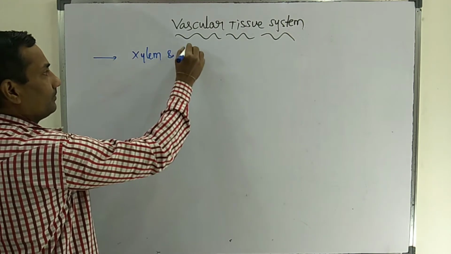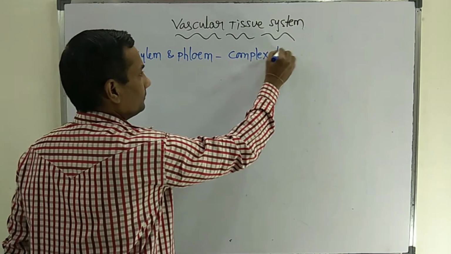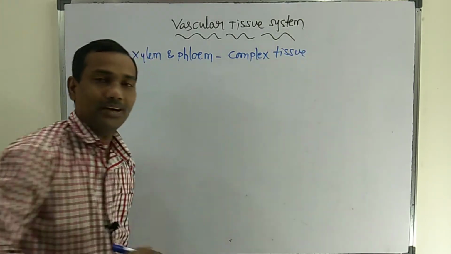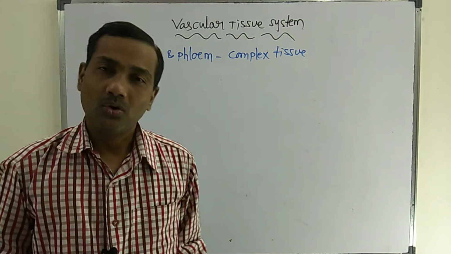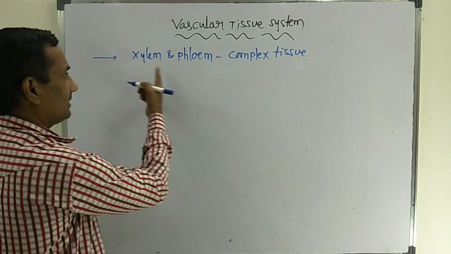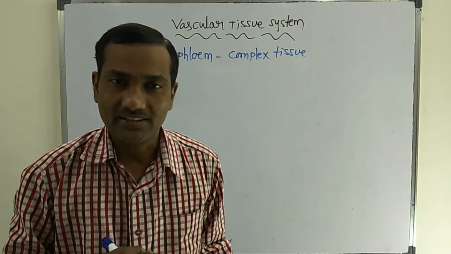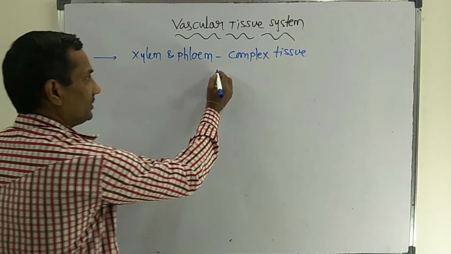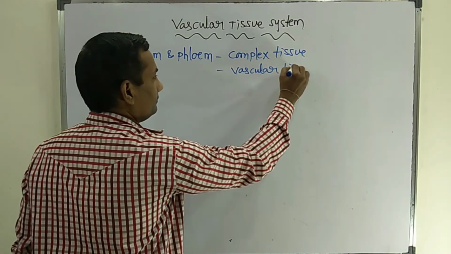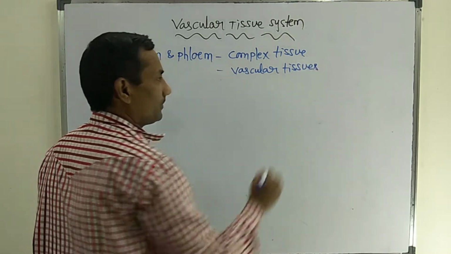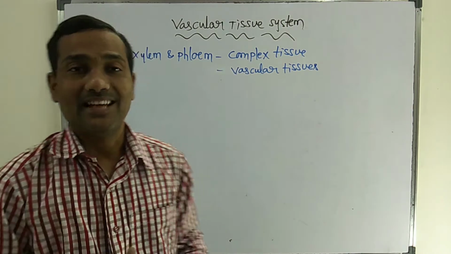Xylem and phloem both are complex tissues because they are made up of more than one type of cells. That's why they are called complex tissues, and they also play an important role in the transport of various materials in the plant body. That's why these tissues are otherwise known as vascular tissues. Xylem and phloem together form a vascular bundle.